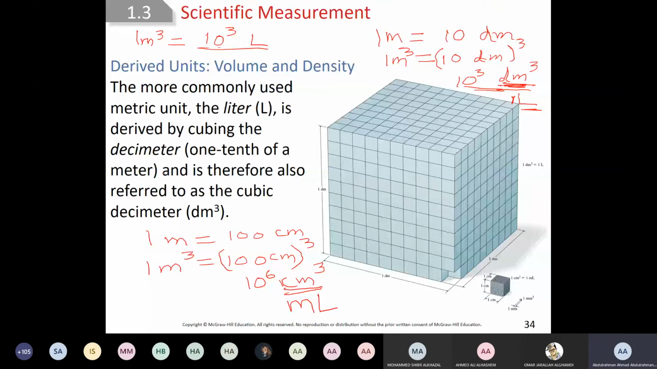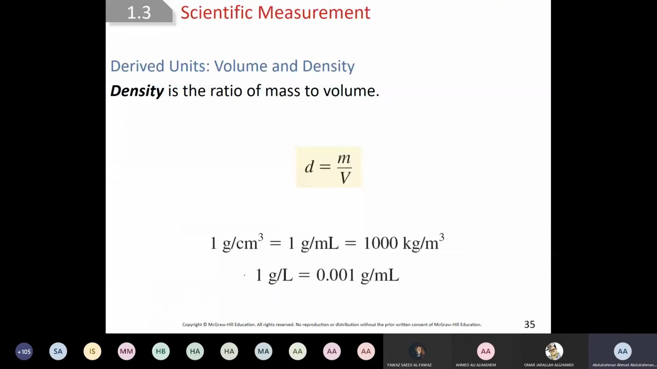And 1 meter cube, how many milliliters is this? 1 milliliter times 10 to the power minus 3. A million milliliters. Is this clear? 1 million milliliters. I want you to memorize this relation. Memorize them also very well. Good. All right.